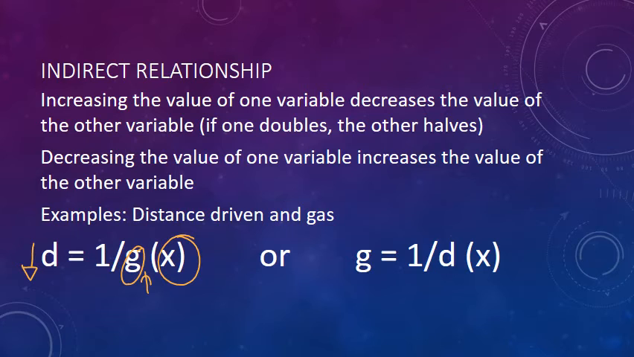If you know that two variables are inversely related, like g and d, you could write it d equals 1 over g, or you could write g equals 1 over d. Those are the same mathematically. You can actually solve both of those equations the exact same way, and they mean the same thing.